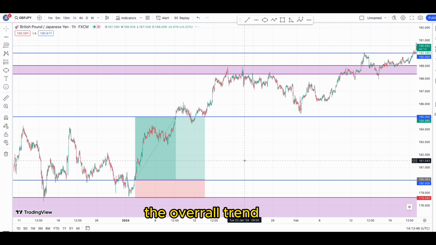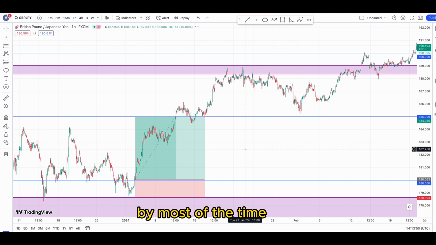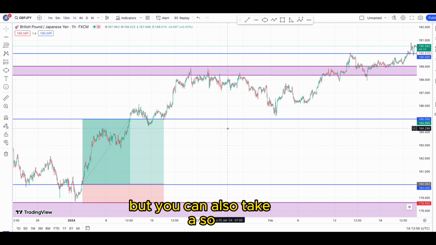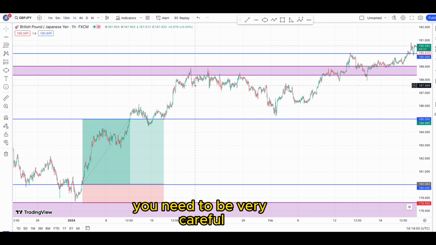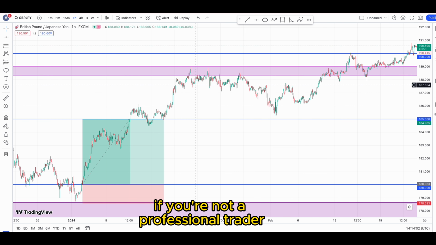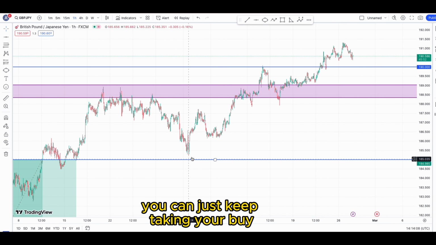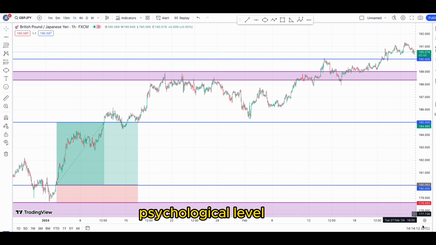Remember, the overall trend is a buy market, so that's why we are taking buy most of the time in this market. But you can also take a sell, but when taking a sell, you need to be very careful. If you are not a professional trader, you need to be very careful. But since the market is in an overall uptrend, you can just keep taking your buy, and you will see that this market has been reacting to each of your psychological levels.